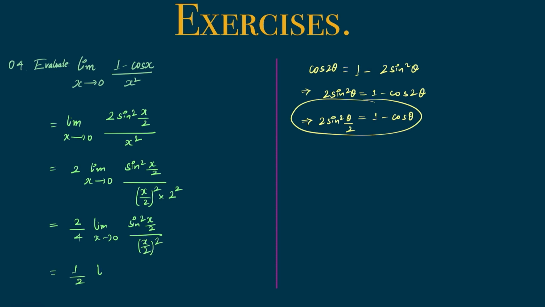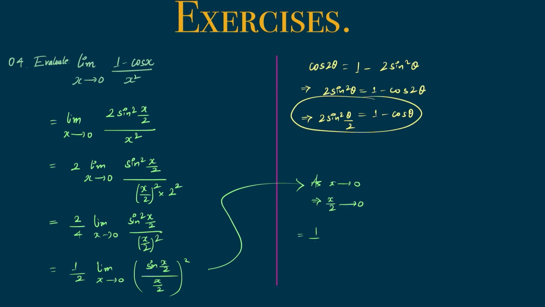1 by 2 limit x tends to 0. Now this expression can be written as (sine x by 2) whole divided by (x by 2) whole square. Okay, so now as x tends to 0, then x by 2 will also tend to 0, so this will be equals to half of limit x by 2 tends to 0. Now that square can be written as sine x by 2 by x by 2 into sine x by 2 by x by 2.